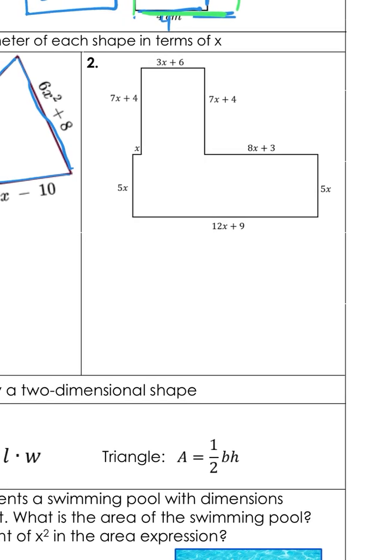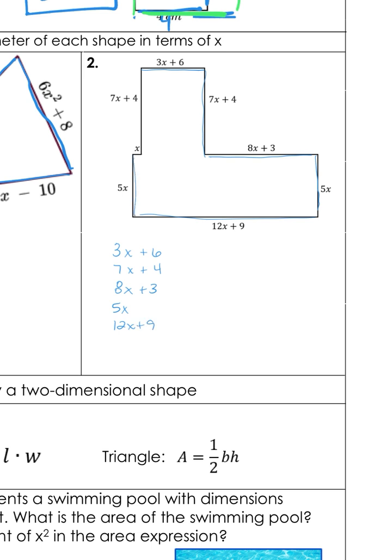Okay, so I'm doing perimeter again. So I'm going to start with my 3x plus 6. So there's 3x plus 6. And then I have 7x plus 4. And you'll notice that I am writing on the shape so that I don't forget which sides I've already added. Because I can be kind of bad sometimes about going through and skipping things. So there's 5x. And here is 12x plus 9.